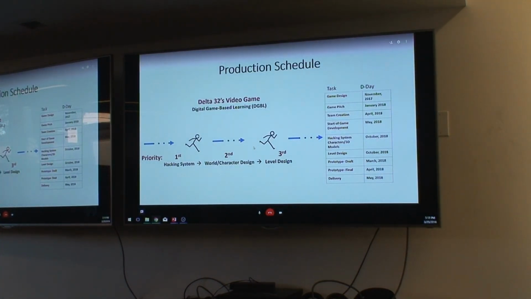The production schedule, you can see right here on where we're going. So right now, I'm creating the team. However, I do have a couple team members on the team, and we're already starting to work on little aspects, and especially the hacking system for the game mechanic.